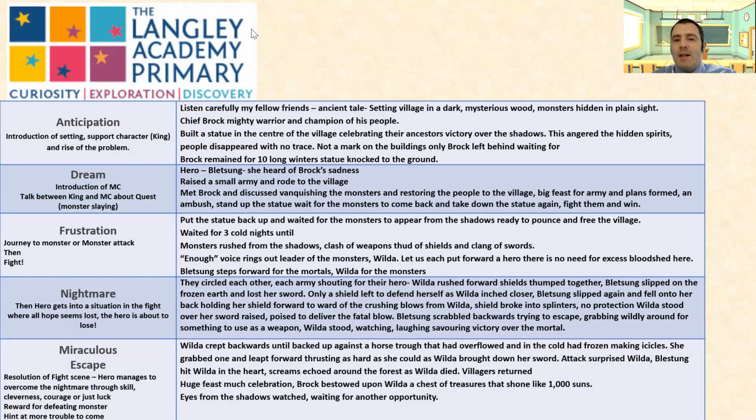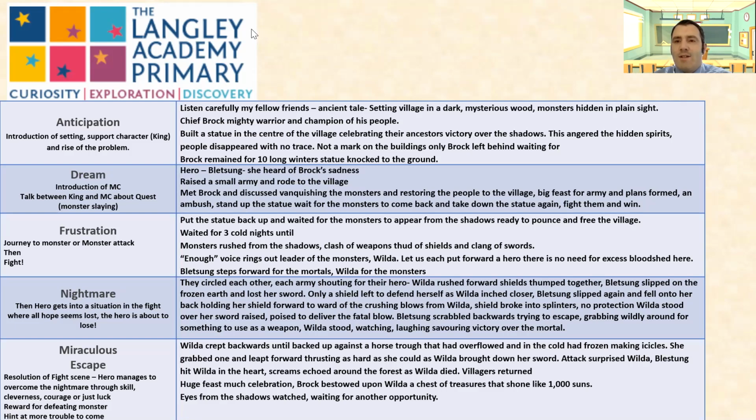The leader decides that actually let's not have this as an all-out battle between 2 sides. Let's pick 2 heroes. And this is where we can begin our nightmare. So you have the idea of the 2 armies stood back watching the heroes fighting together. I've got the idea that our hero Blitzung has slipped on the frozen earth. She's lost her sword. The idea that Wilder's bashing away, smashing the shield to splinters. There's no protection. She stood over her, waiting to deliver the fatal blow.